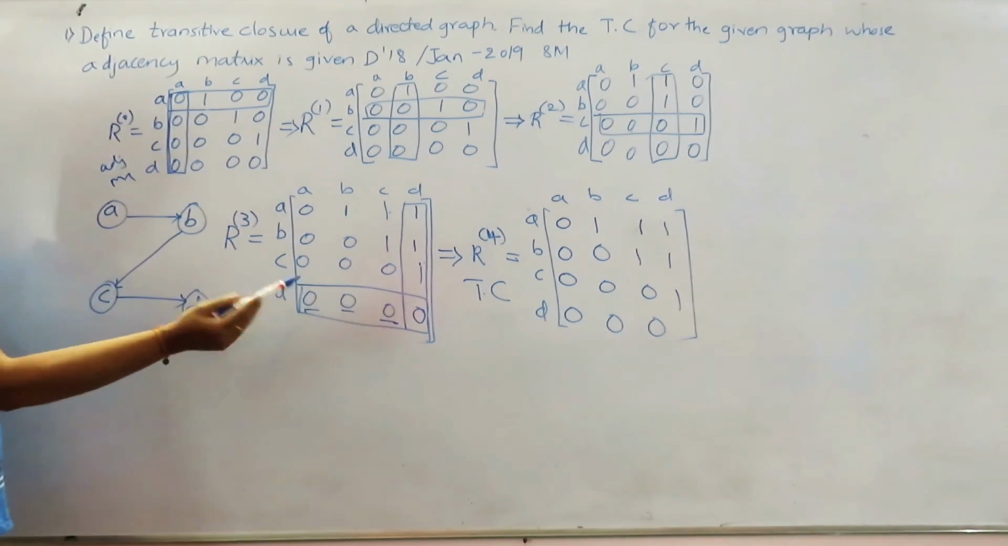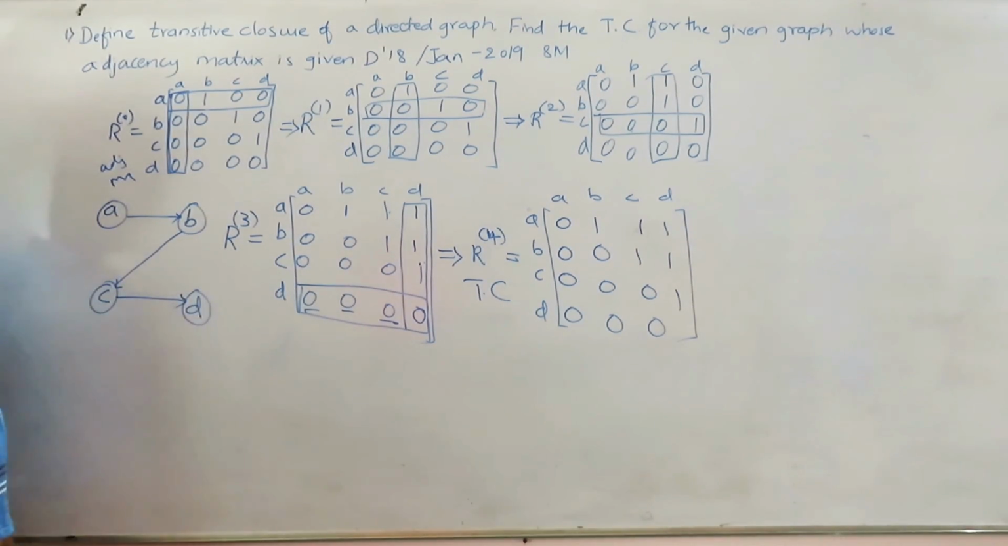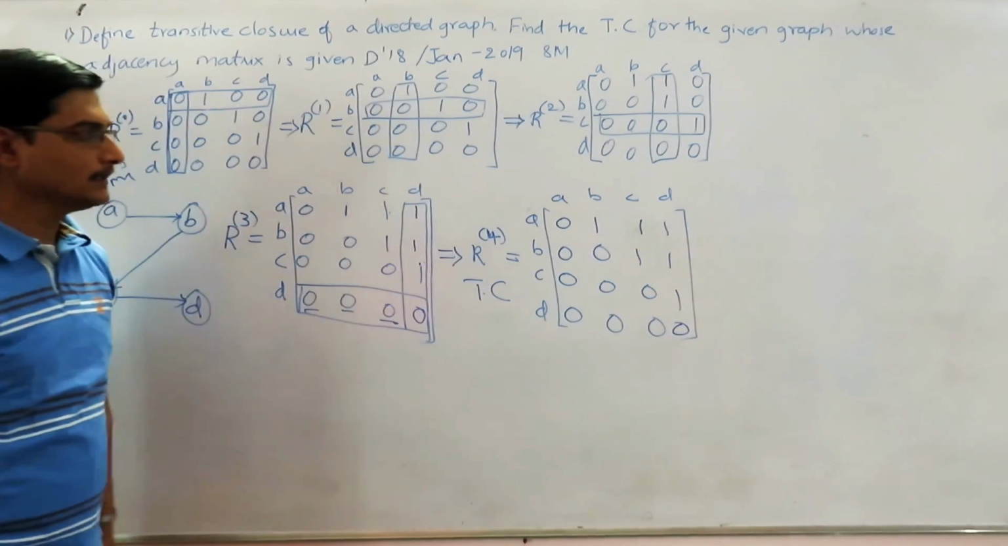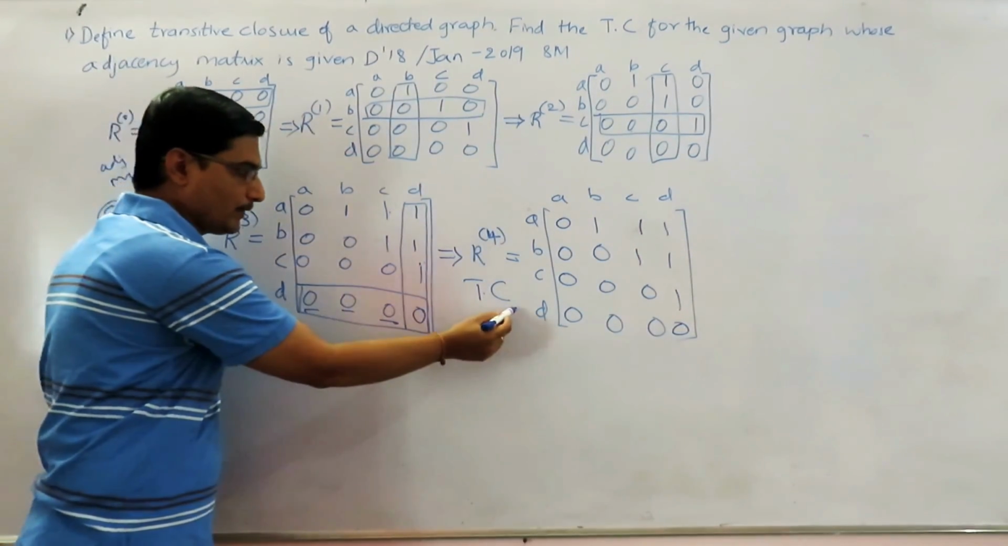And from D there are no paths, so there are no outgoing edges here. So all the entries are 0, 0. All the entries are 0. So whatever we have solved is right.